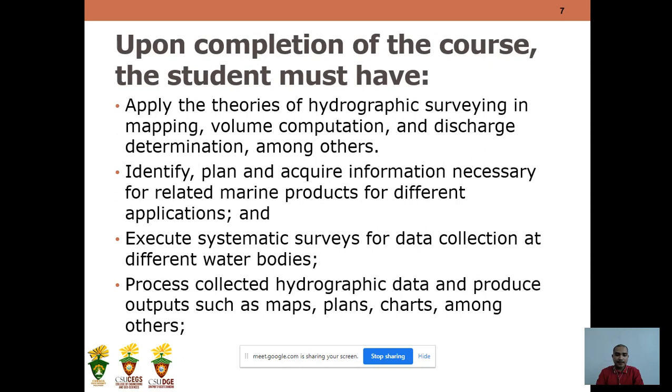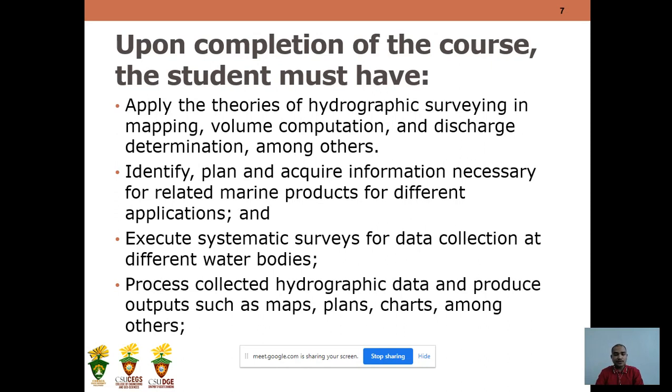First, you can apply the theories of hydrographic surveying in mapping, volume computations, discharge determinations, and among others. So after the end of this course, you are able to compute the volume of the water of a reservoir, the discharge of streams, make a map, and gather other necessary information that we can measure from the water bodies.